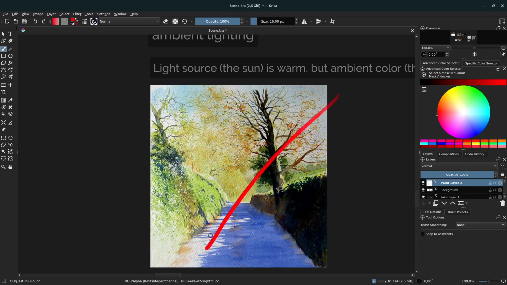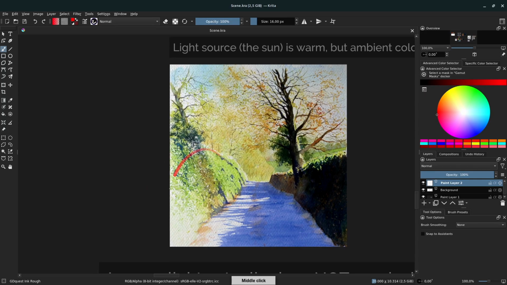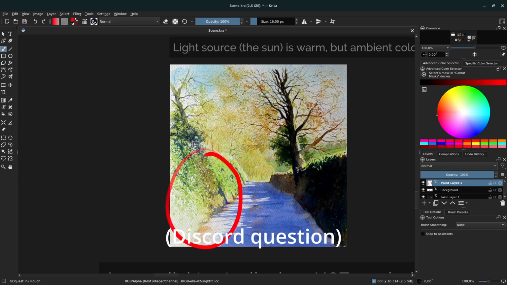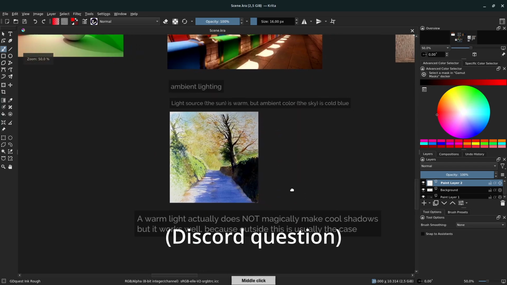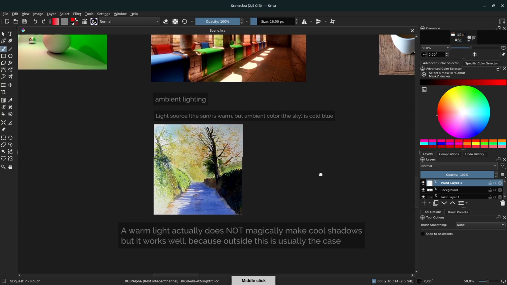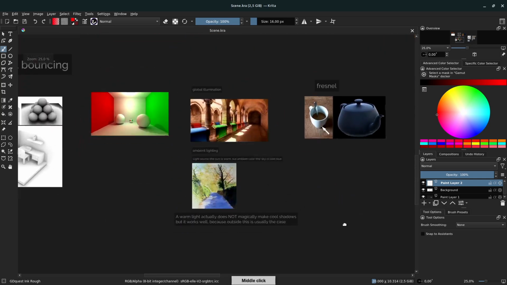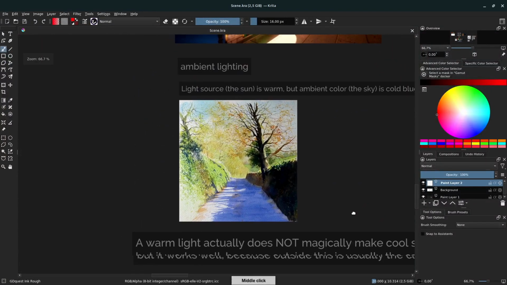You can look at this drawing. This is a warm light. This is from the sun. I hear the opposite more frequently. So do you mean that you hear artists saying a warm light creates cold shadow? Yeah, indeed. That is also what I hear a lot, and it's wrong. And I'll now explain why. This is just a big misconception, really, that I wanted to include in here. Well, we're talking about it anyway.